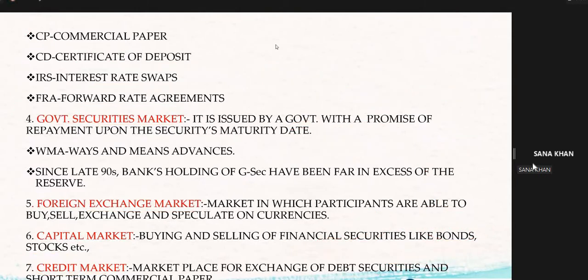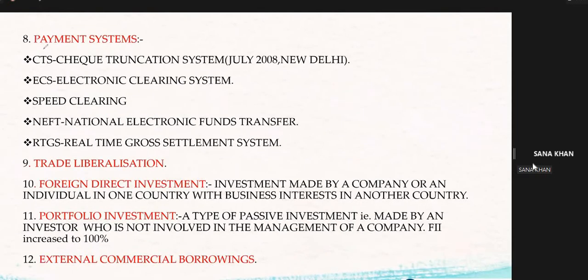Then the payment system. This is also one of the reforms that happened. We have so many payment systems now, right? We have the cheque truncation system. You all know better than me, bankers: electronic clearing system, speed clearing, NEFT, RTGS. So all these are reforms that have taken place in the Indian economy.